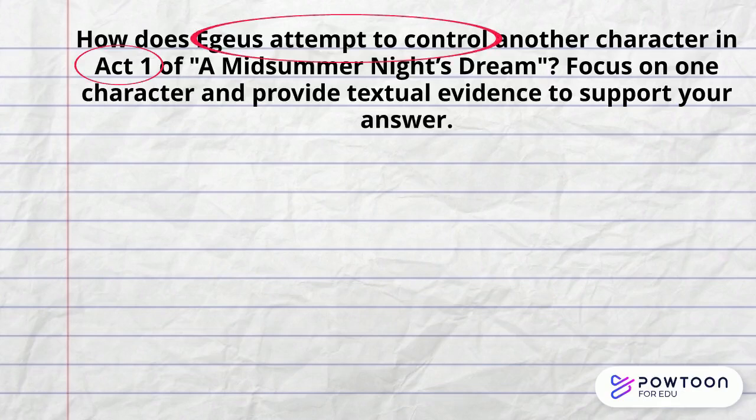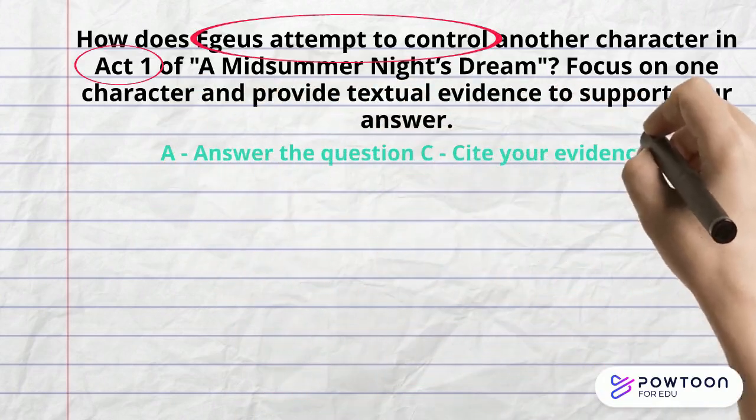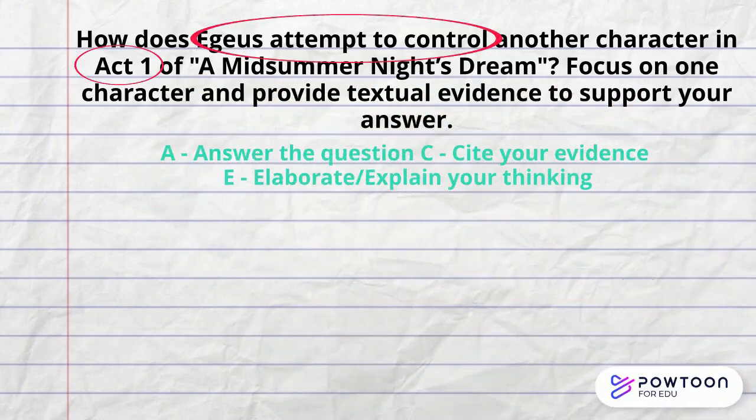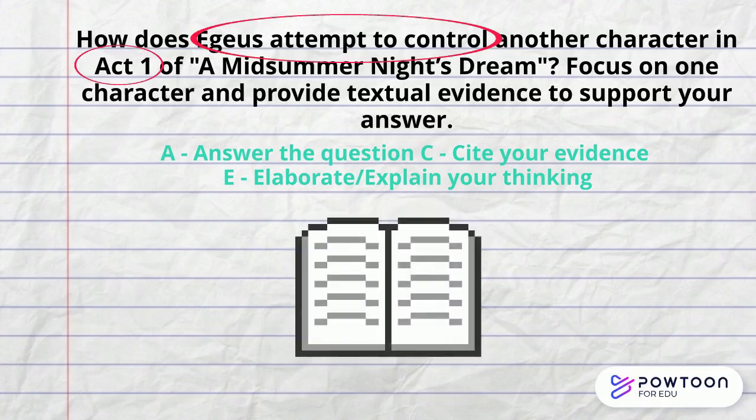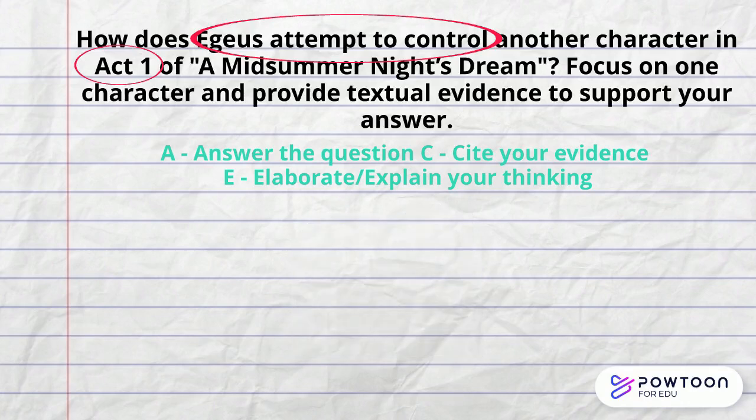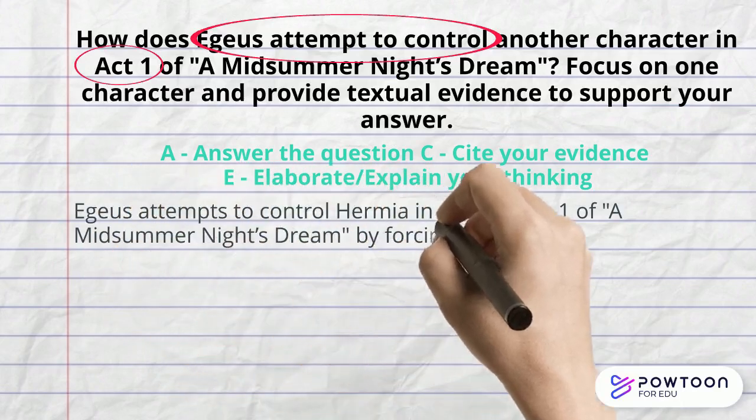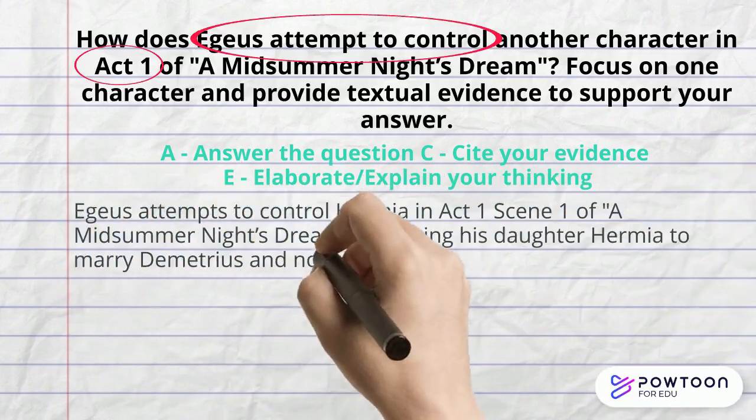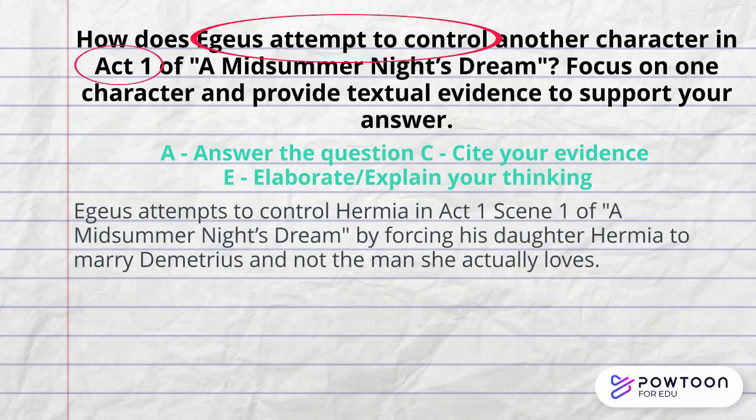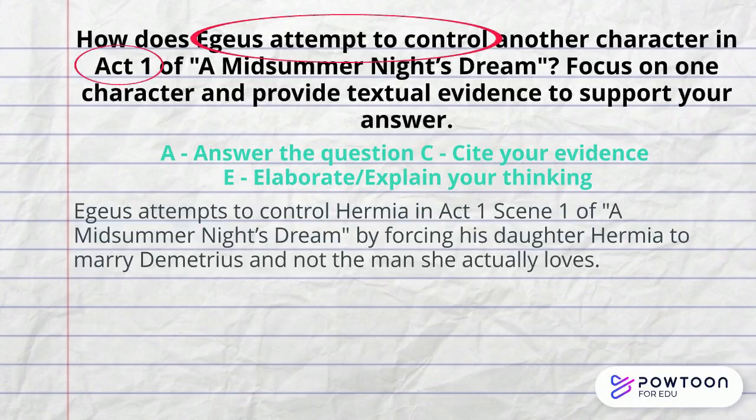Let's look back at our mnemonic ACE. A is the first, meaning that our first sentence will answer the prompt or question. Let's look back at what we read and see how Aegeus controlled another character in Act 1. Job. We have our answer that Aegeus attempts to control his daughter in Act 1 by forcing Hermia to marry Demetrius.